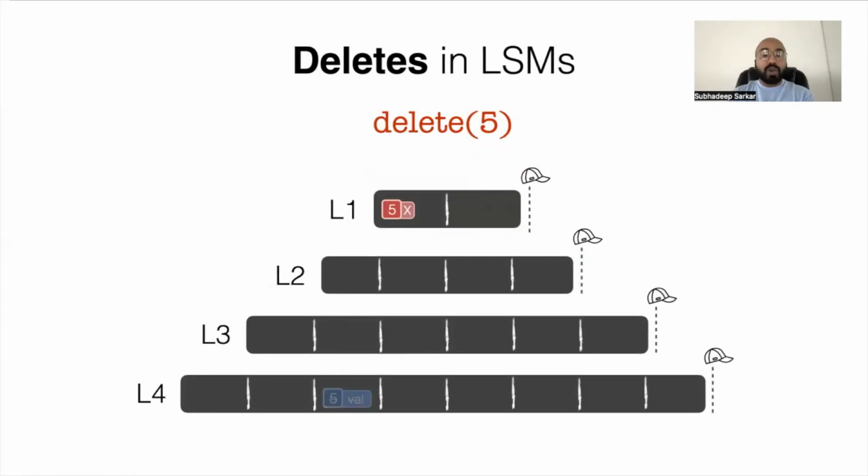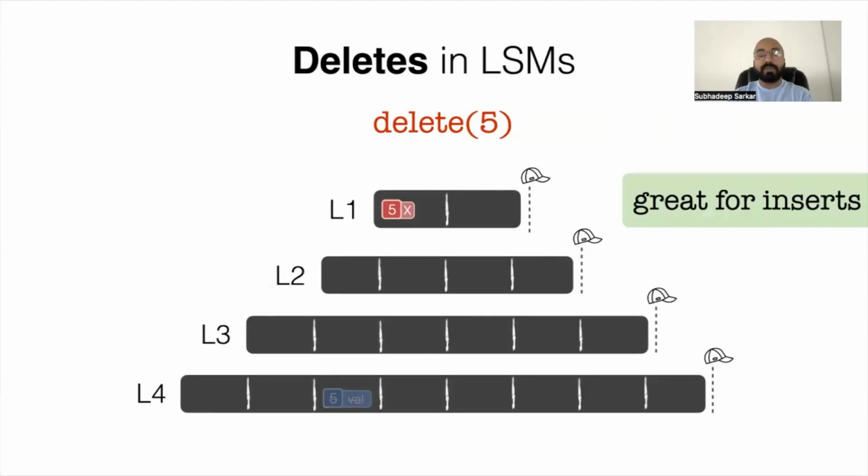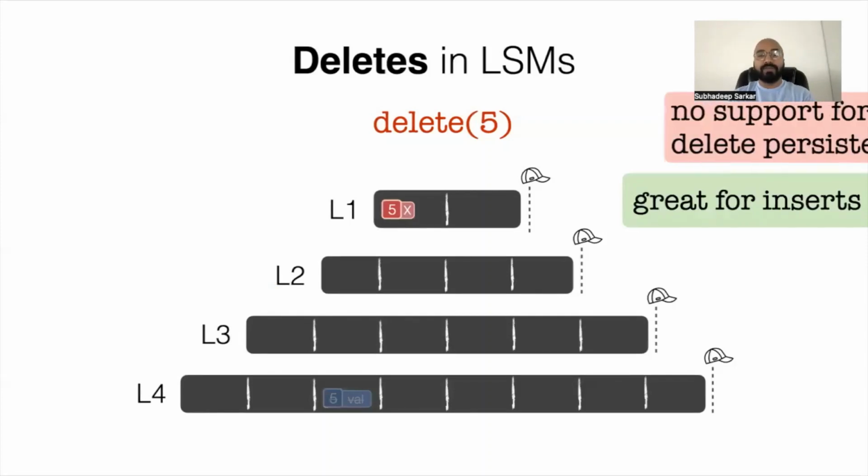The tombstone logically invalidates the older entries with key 5. But note that the older entries are still in the tree. This is great for inserts because we did not spend the time of searching for the entry and then updating the data block in place. We just did it by inserting a new entry, in this case, the tombstone for 5.